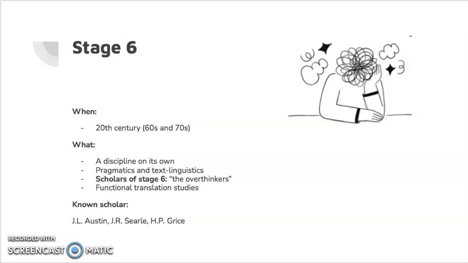Then a question was raised: how does translated text function? Scholars rejected the notion of equivalence completely, and it was swapped for target text functionality, which is referred to as functional translation.